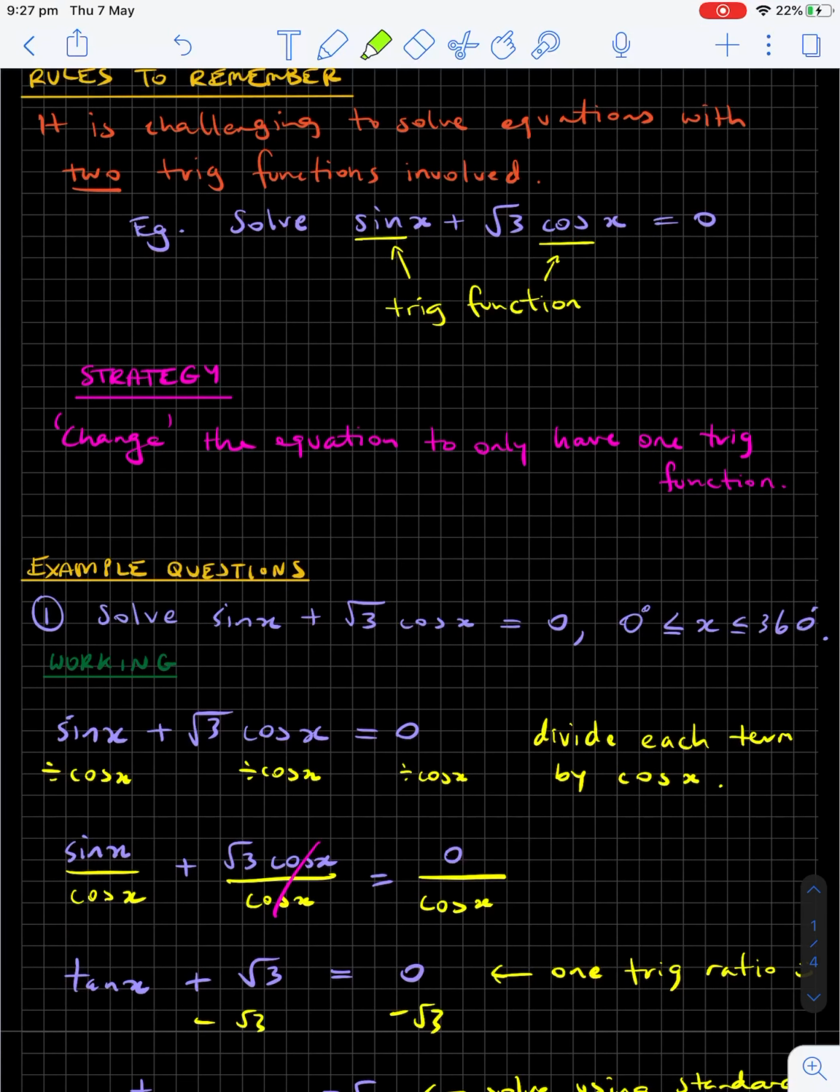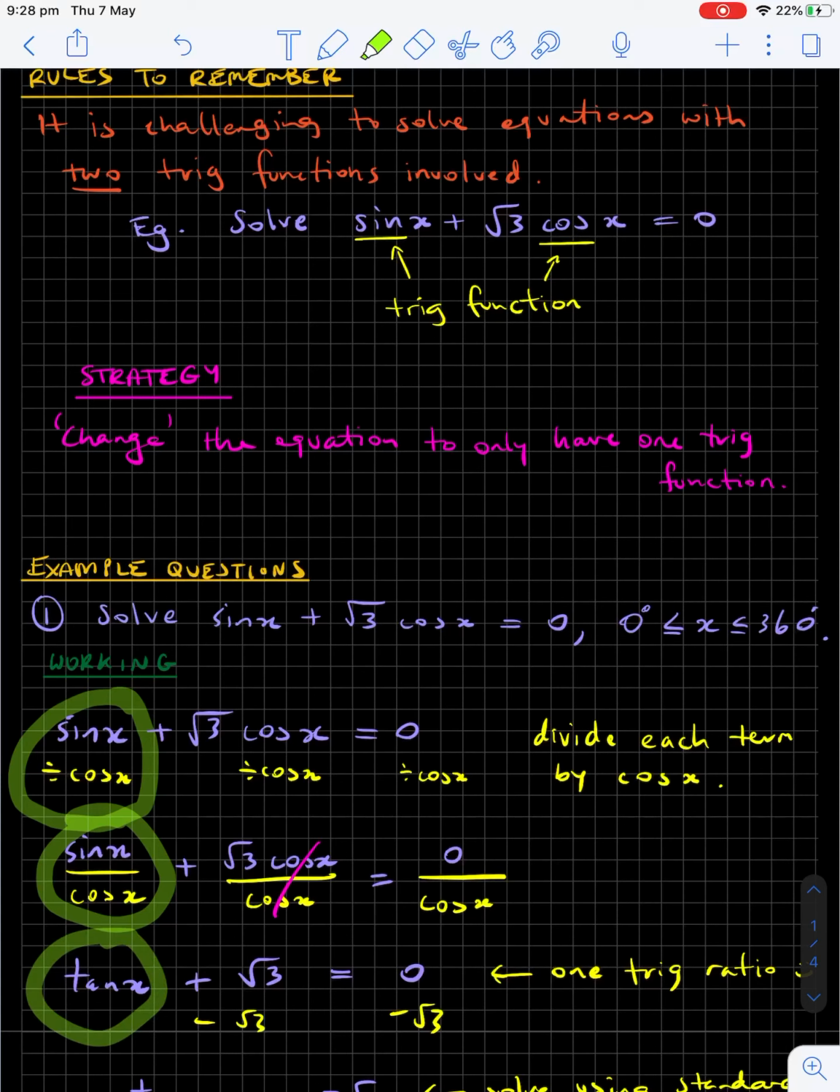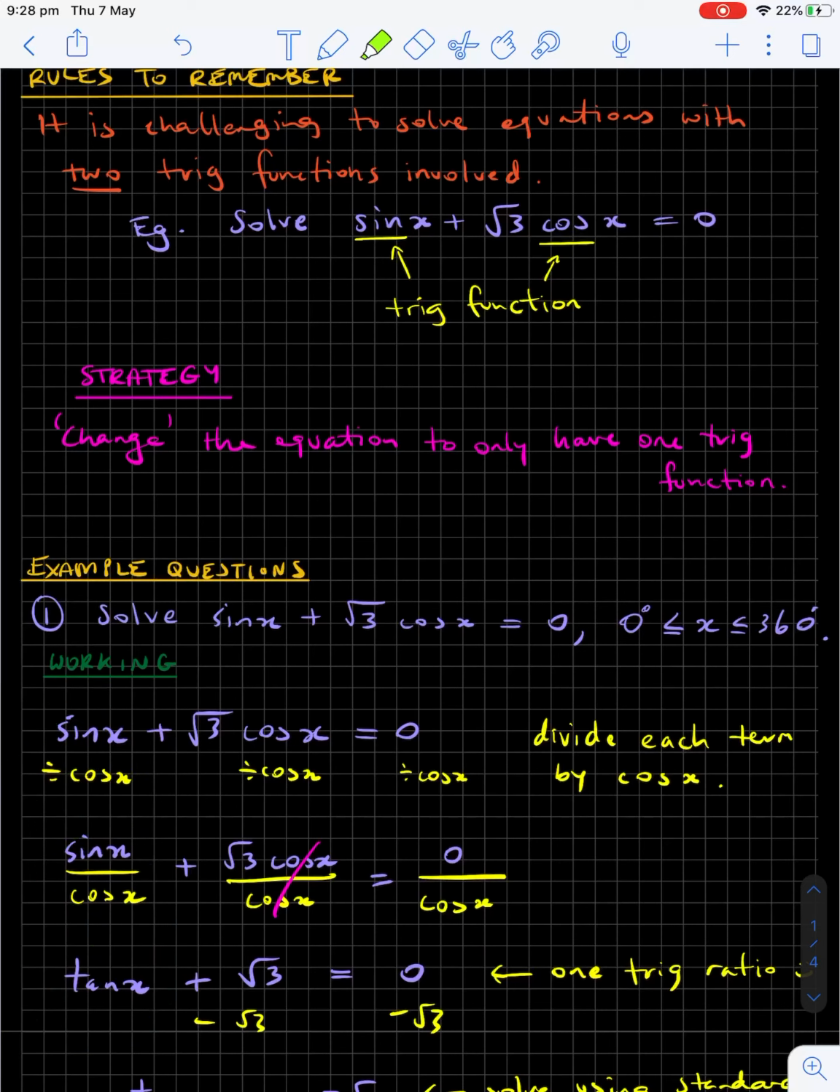Okay, so for example, let's do this one here: sine x plus root 3 cos x equals 0. Notice they've given us a domain for x, which is really important. x is between 0 and 360. So let's give this a shot. When you're dealing with a sine and a cos, a really helpful thing to do is to change your sine to tan. The way to do that is to put sine over cos, and that becomes tan. So you can make a sine become a tan by dividing everything by cos.